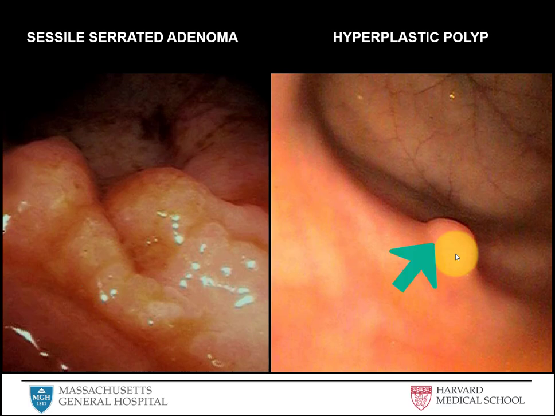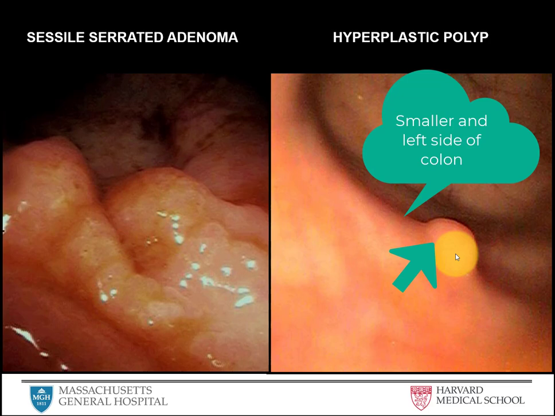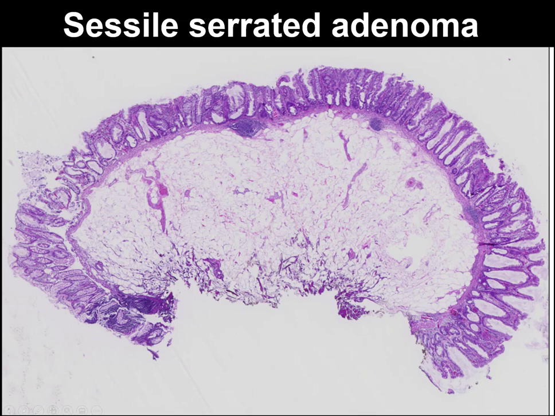Hyperplastic polyps tend to be smaller. Remember, this is all tend to be, and it's not a definitive criterion. Histology is the gold standard. They tend to be smaller, they tend to be on the left side. This is a classic sessile serrated polyp.